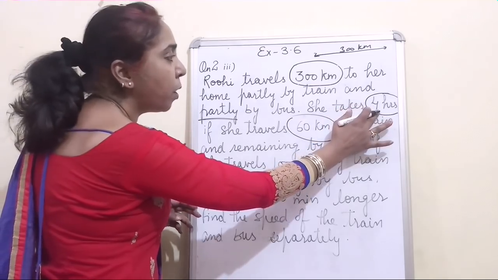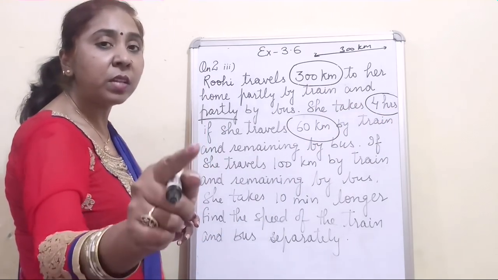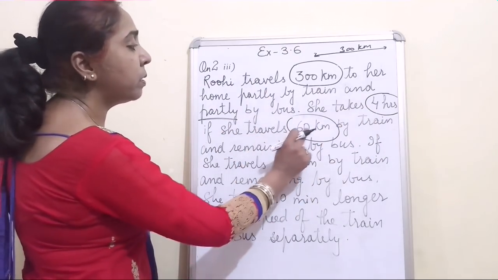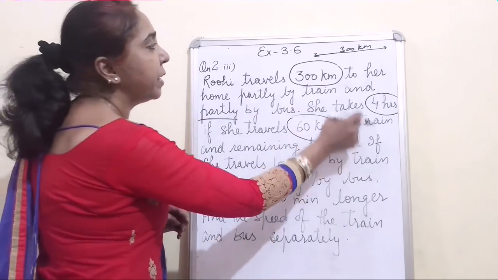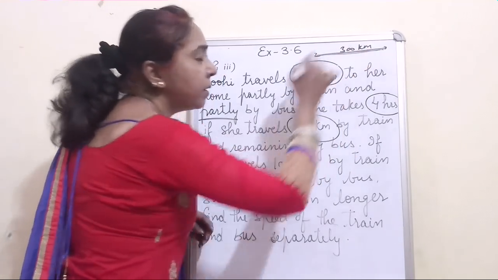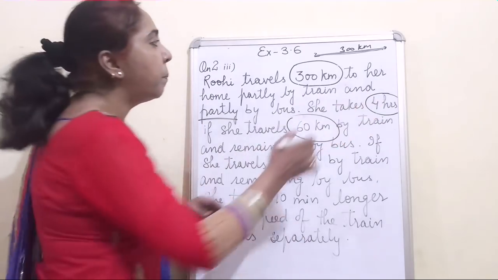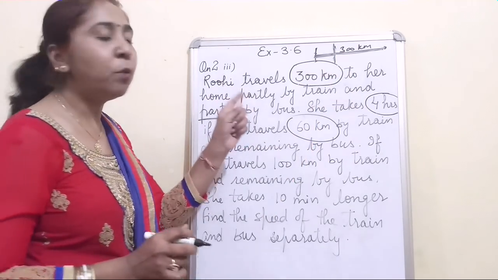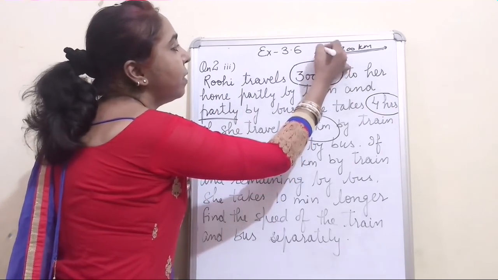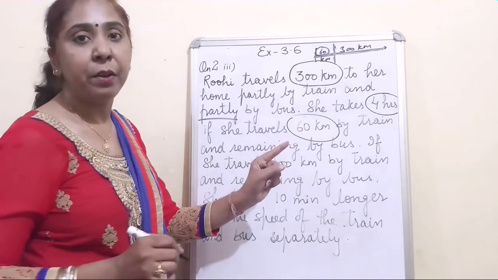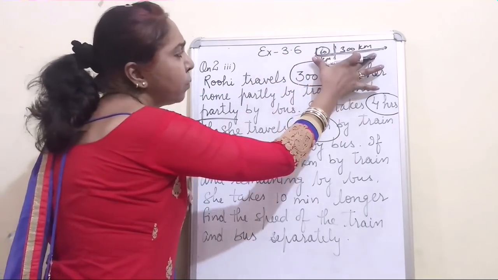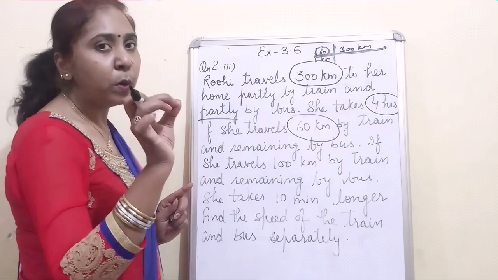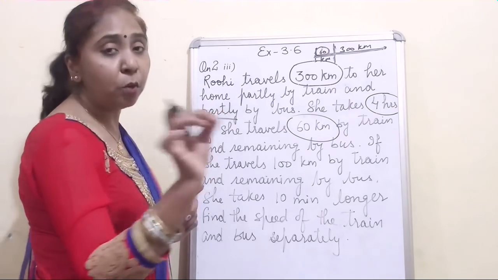She takes 4 hours. How much time is she taking? 4 hours. If she travels 60 kilometers by train, this is the total distance covered by her, the 300 kilometers. But out of that, the distance equal to 60 kilometers, this distance she is traveling by the train, right? 60 kilometers by the train.